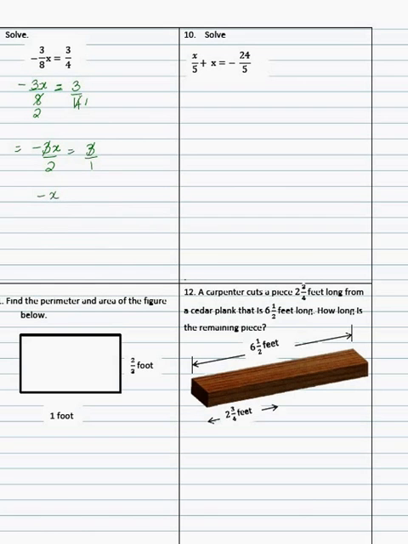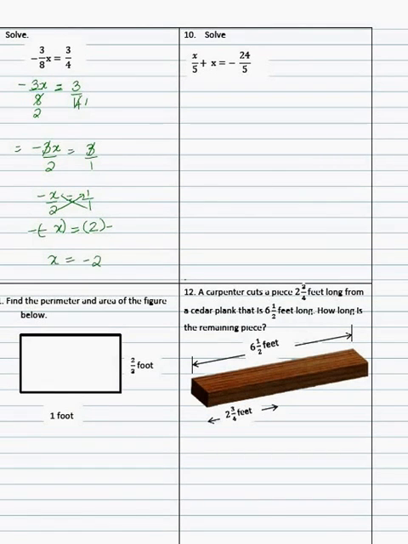So I have negative x over 2 is equal to 1 over 1. Now I can go ahead and cross multiply. So negative x times 1 is negative x. 1 times 2 is 2. But I'm not looking for negative x, so I'm going to multiply both sides by negative. So I end up with x is equal to negative 2.